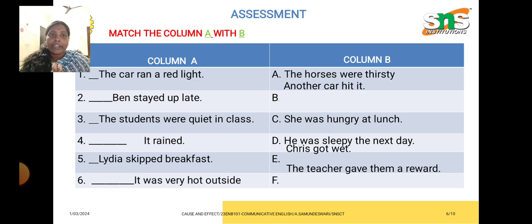The car ran a red light. Dash, Ben stayed up late. Dash, the students were quiet in class. It rained. Lydia skipped breakfast. And it was very hot outside. So we'll try to solve a few examples.